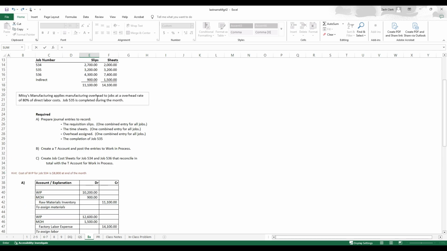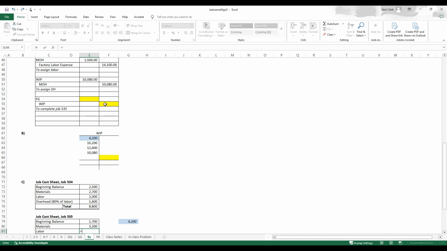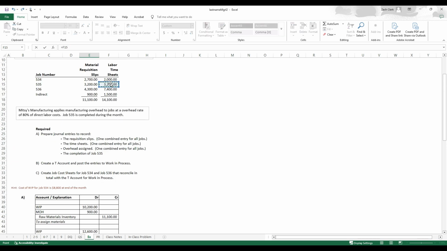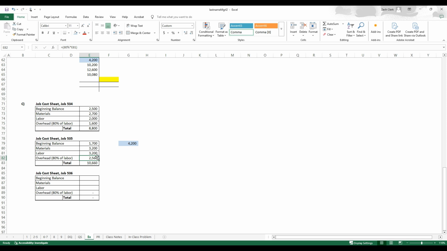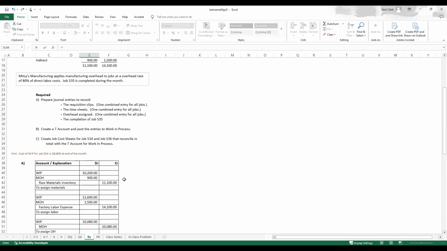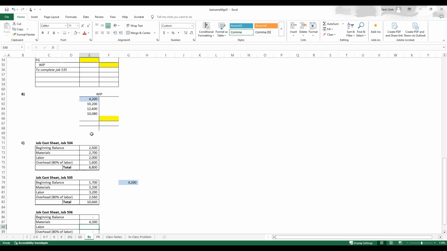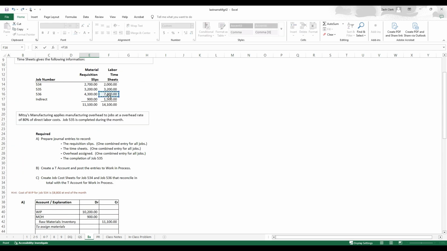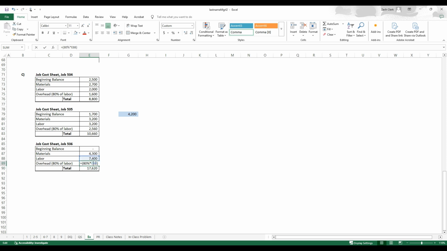So now let's look at job cost 535. So that was the materials. This here is the labor. And then, boom, we got auto input for the overhead. So that's cool. And we had 0 beginning balance. This is a new job that we started during the month. But for 536, you can see we've got 4,300 and we've got 7,400 for labor. And auto formula just gives us our overhead right away. So pretty cool.